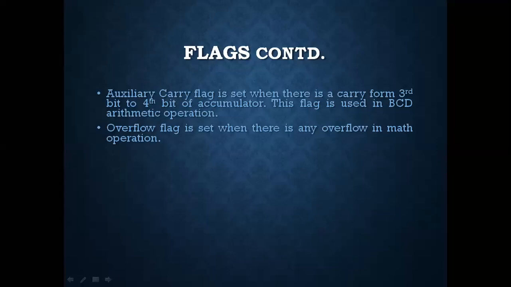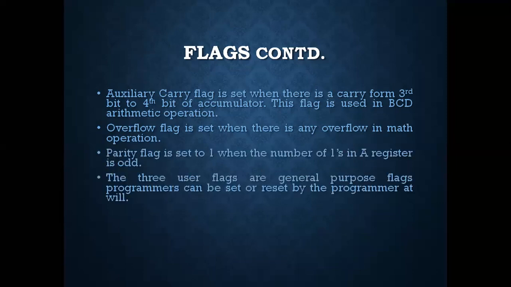And the overflow flag is used in BCD arithmetic operations, and it is set when there is any overflow in the math operation. Now the parity flag, you know about this flag in 8085 and 8086 as well. A parity flag is set to 1 when the number of ones is odd. Please keep in mind that this parity flag checks only the content of the accumulator, or the A register, in 8051.